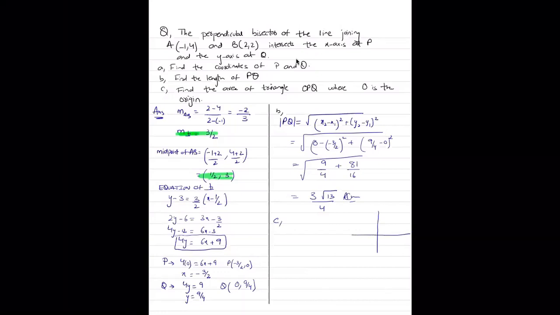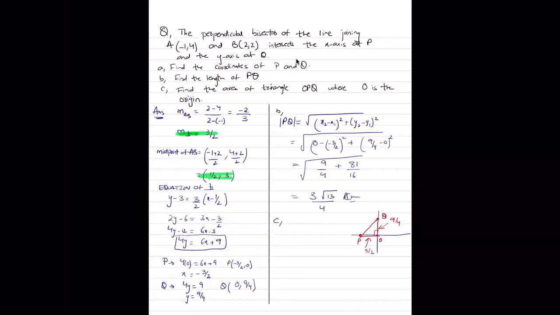See, point P lies on the x-axis at minus 3 over 2, comma 0. And Q also lies on the y-axis, that is 0 comma 9 upon 4. And this was the origin. So they want to find this area. And it's a right angle triangle because of the origin. So this distance is going to be 9 upon 4, right? And this distance is going to be 3 upon 2.